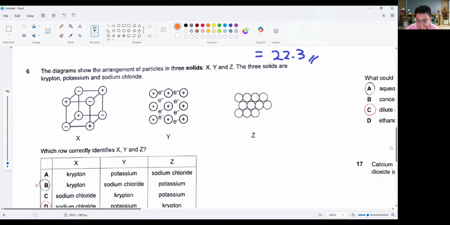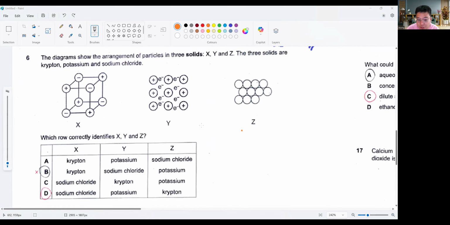Okay, so here we have three solids, X, Y, and Z. When they say three solids, it means all of these here are solids. Solids have two types, actually three types if you go deeper. What are the three types? Metal, non-metal, and the third type is a salt.